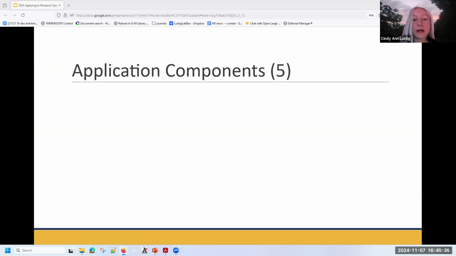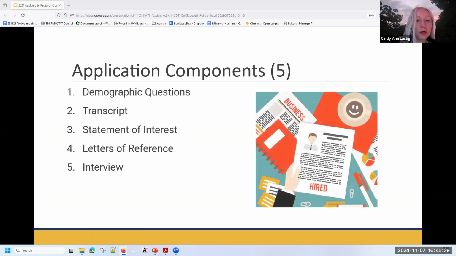So there may be different application components to that. Usually it will be something like asking for different demographic questions. It may ask for your transcript. Often the most important parts are your statement of interest, sometimes called a personal statement or a statement of purpose, your letters of reference, and then there may be an interview. So there might be a Zoom interview or maybe an in-person interview.